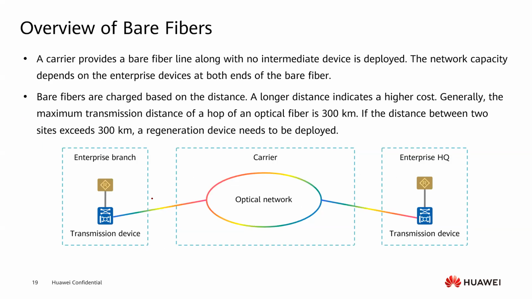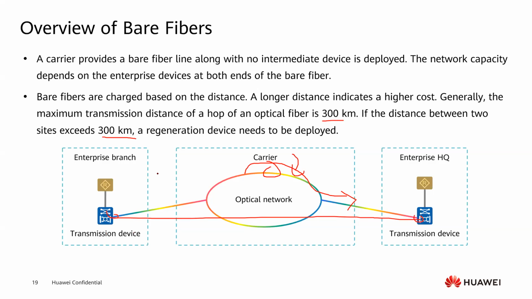Okay, so bare fiber, I guess everyone is familiar with this, right? It's just a fiber: you put one fiber at one end and another fiber at the other end, and between them it depends on the distance. If the distance exceeds 300 kilometers, you need to put in regeneration devices to forward the light, acting as a proxy for the fiber. And if the distance is less than 300 kilometers, you can just use one fiber and directly connect the two devices, two sites.